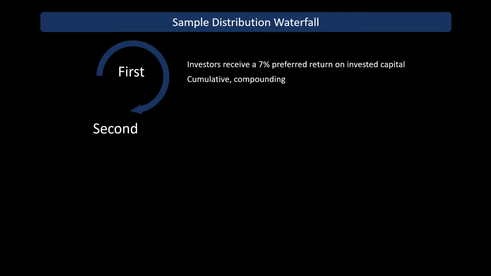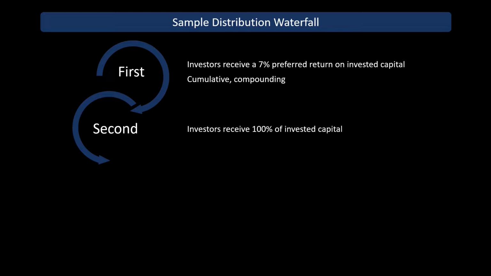Second, the investors receive 100% of their invested capital. Usually this happens largely through a refinance or at the sale of the property. Distributions also count towards the return of capital, but only if they are over and above the 7% preferred return and after interest has been paid on any missed distributions.